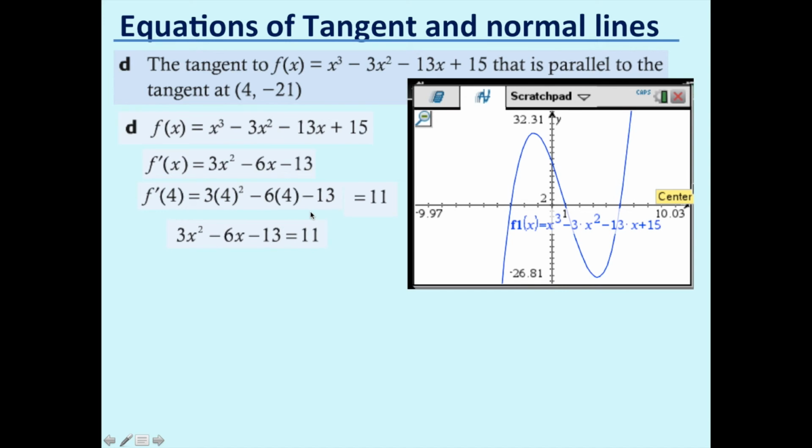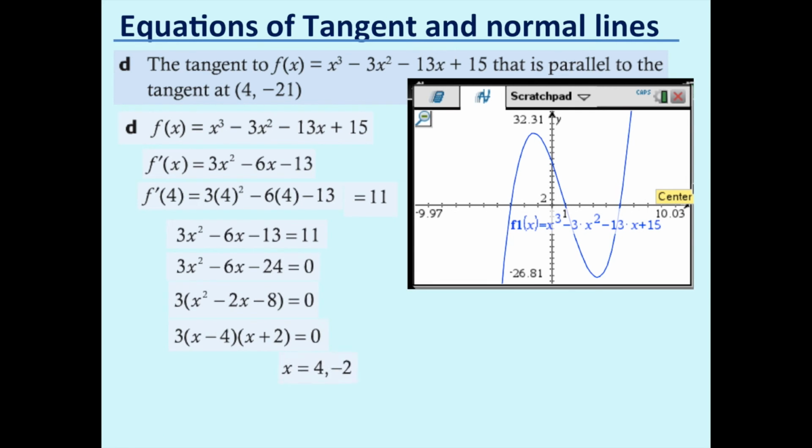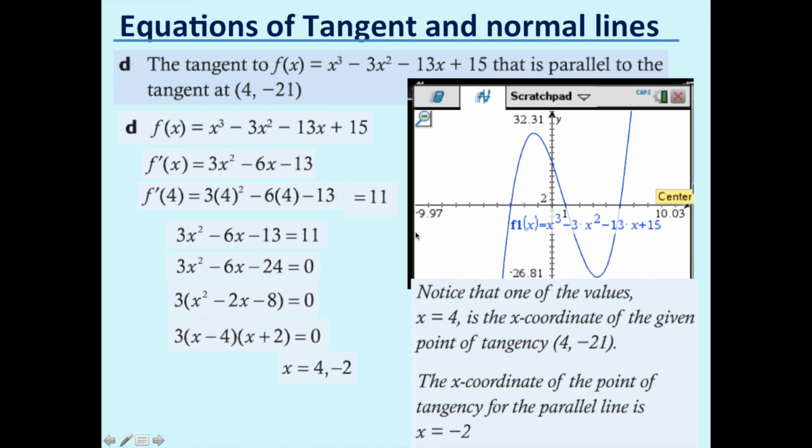So in this instance, what we're going to set up is essentially a quadratic. This is our gradient function, and we know our gradient function equals 11. So this is just going to give us a quadratic, which we can then solve, and you'll end up with 2 values of x. You'll notice that this value is the one that we've been given in the question. It asks us to find the tangent which is parallel to the one at 4, negative 21. The only other place, if this is 4, negative 21 over here somewhere, parallel, we're going to be at negative 2 up here somewhere. So those both have the same gradient.